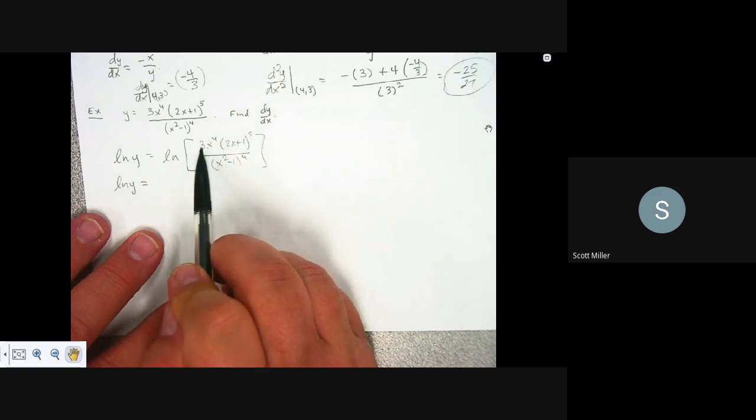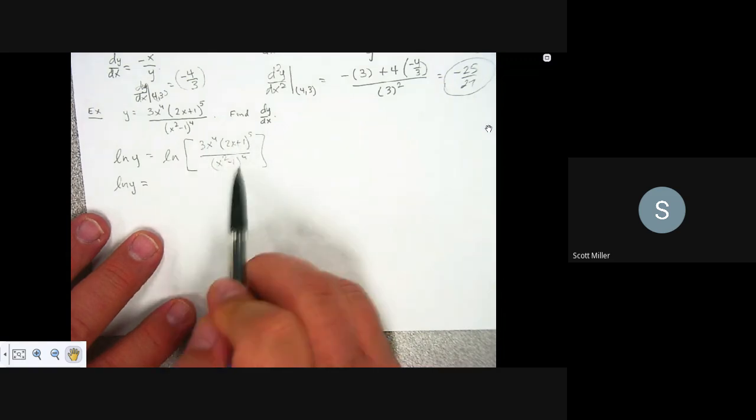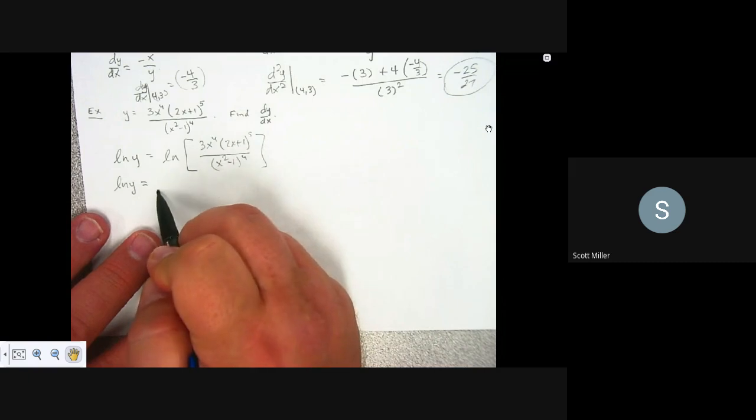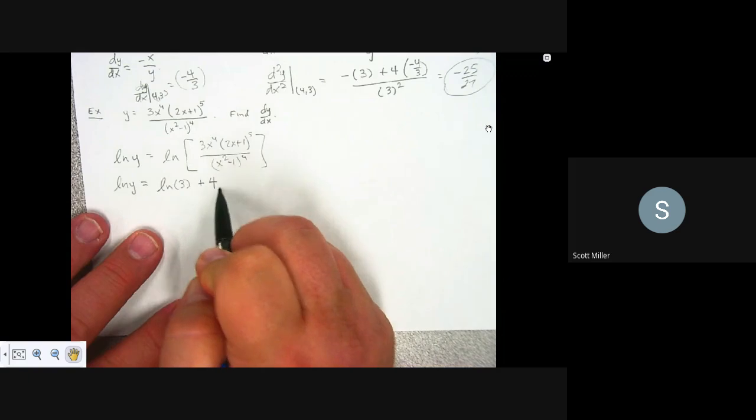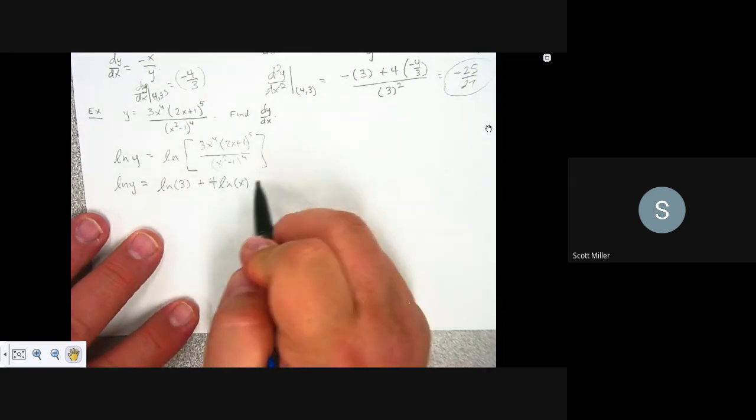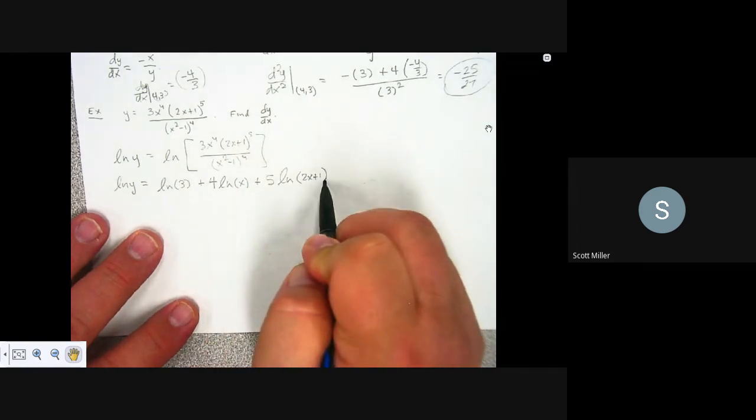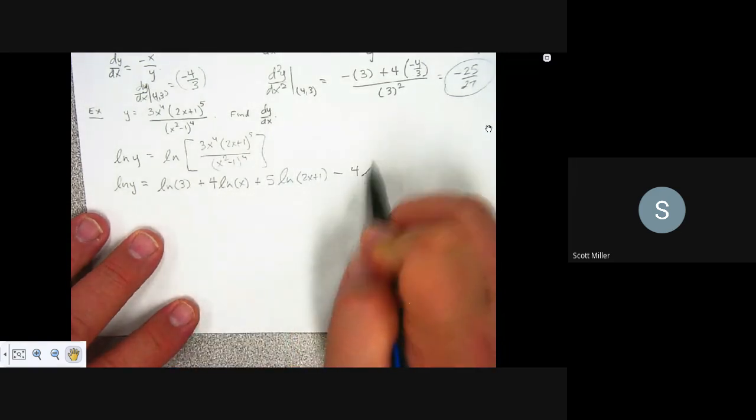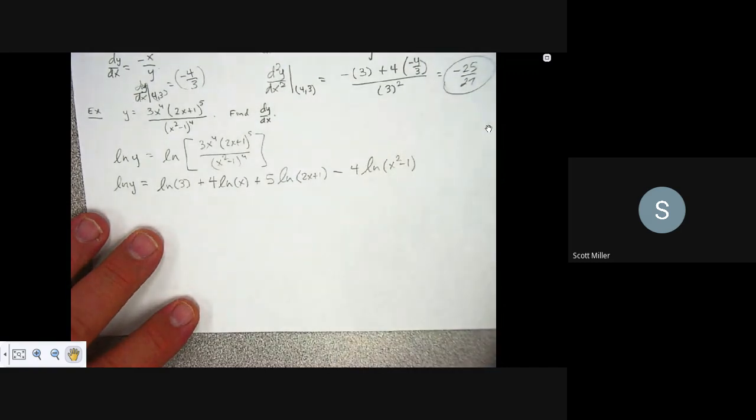Numbers are their own thing. Okay. There's an x base number, there is this quantity base number, and this is on the bottom. Remember, the things on top get pluses, the ones on the bottom get a minus. This is going to be the natural log of 3 plus 4 the natural log of x for that one, plus 5 times the natural log of 2x plus 1. This one's on the bottom, minus 4 the natural log of x squared minus 1. So that is our expansion of this.